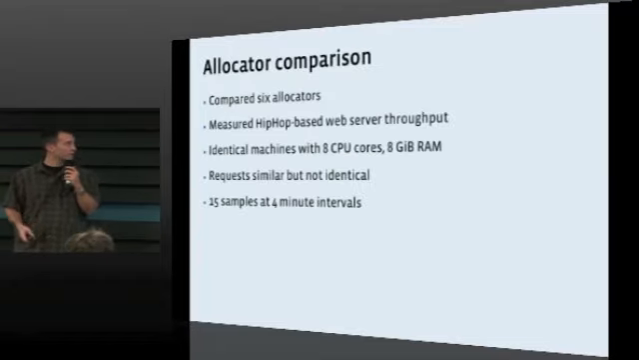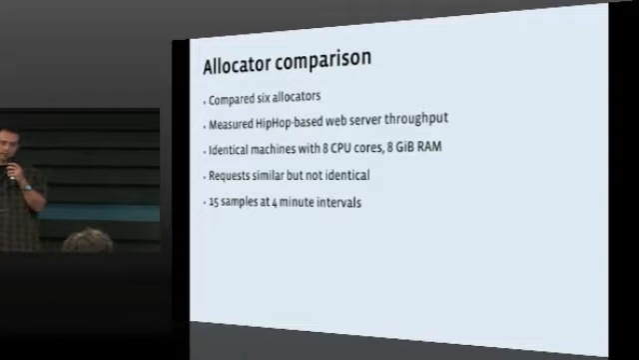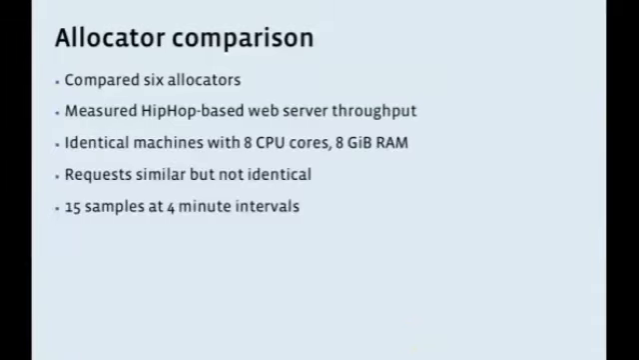Okay, I compared 6 allocators. I tried to do more than that, but none of the other allocators could handle this benchmark or had stability problems. And I measured HipHop running our web server, the actual Facebook website, and I already told you what HipHop is. These machines were all identical, sitting right next to each other in a data center. All of them had 8 CPU cores, 8 gigabytes of RAM, and they had similar, though not identical, request streams. This experiment was run over the course of almost an hour, so the minor differences in those request streams really wash out over time. So this is very much an apples to apples comparison where the only difference is the allocator.